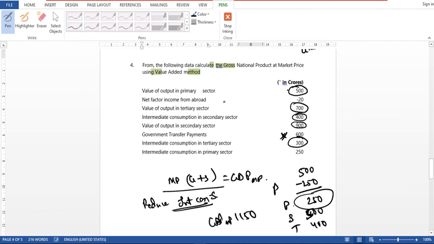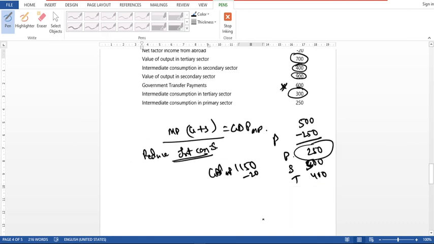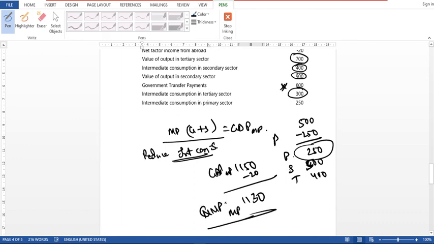Now net factor income from abroad, if I deduct 20, this will be 1130, which will be nothing but GNP at market price. This is gross, and this is net factor income from abroad. Once again, what is this 1130? It is goods and services manufactured by Indian citizens. And this is goods and services manufactured in the territory of India.